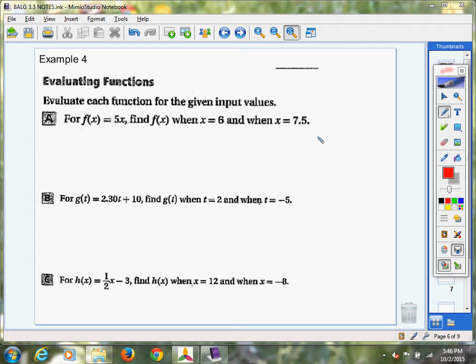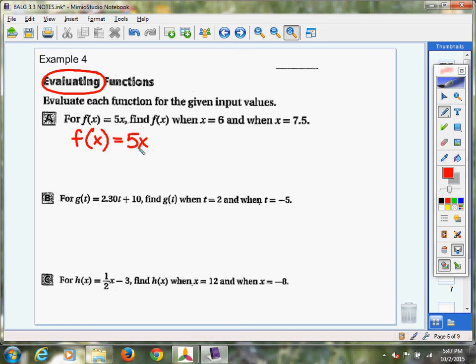5. I'm going to make example 4 as short as I can because the word evaluating, all it means, very simply, we did this in chapter 1 when we were first starting algebra a long time ago in August. I just told you evaluating means plug in for the variable. Plug in for the variable. Okay? So I'm going to do letter A with you and just illustrate what's going on.